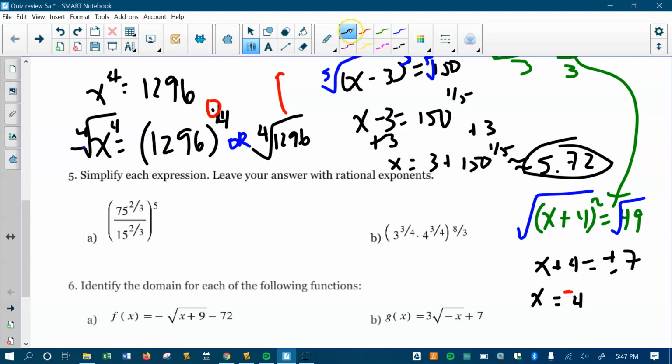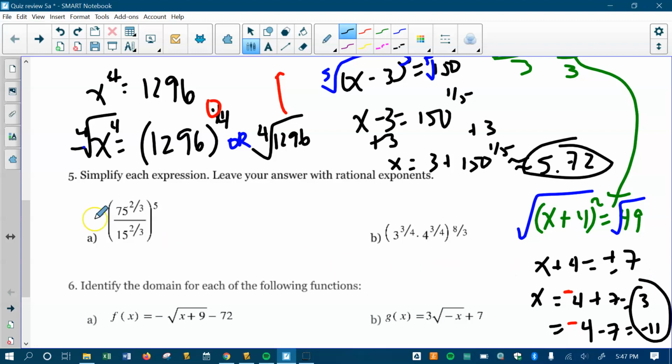We get negative 4 plus 7. We also get one more answer. We get negative 4 minus 7. And both of those answers yield 3 and negative 11.